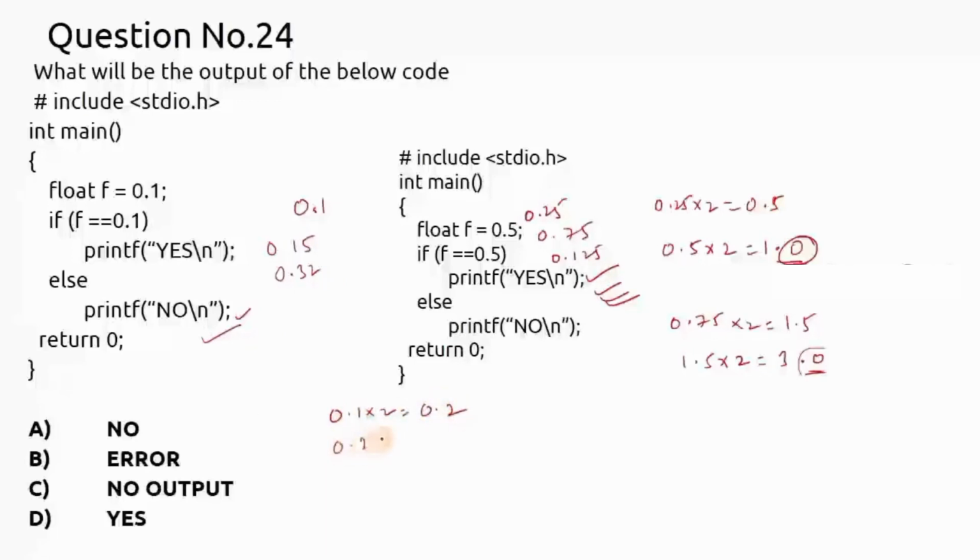So 0.2 into 2, 0.4. 0.4 into 2, 0.8. 0.8 into 2, 1.6. 1.6 into 2. See, you can observe that after the point you are not getting 0 anywhere. If I do like this, I will never get 0, even if you take for this and this also. So for this, which I am not getting ending as 0, I am getting the answer as no. For this, which I am getting as 0, it is ending.